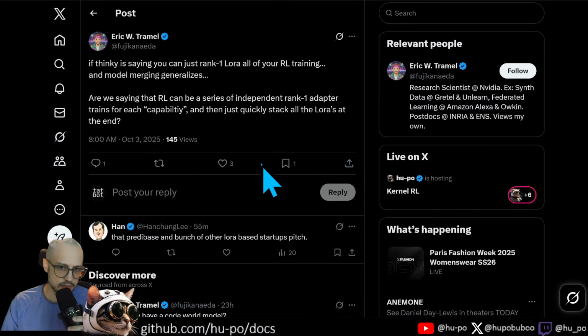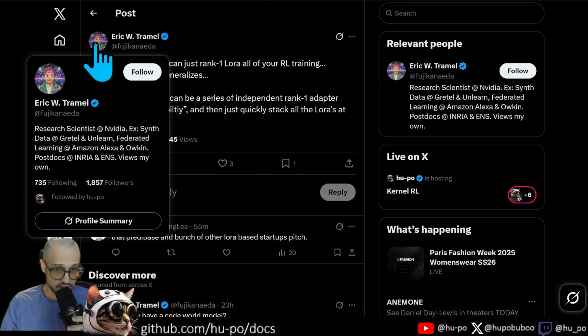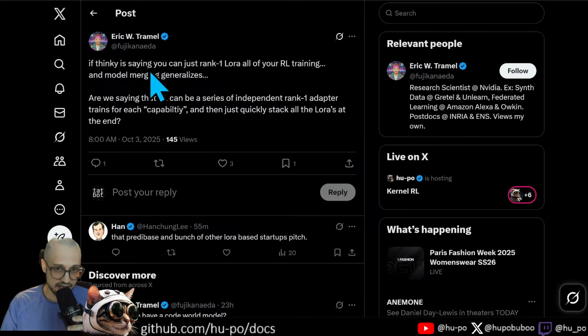Here's a random quote from this guy who's a research scientist at NVIDIA. He says, if Thinky is saying you can just use rank one LoRA for all your RL training and model merging generalizes, are we saying that RL can be a series of independent rank one adapter trains for each capability and then just quickly stack all the LoRAs at the end? So what is he trying to say here?